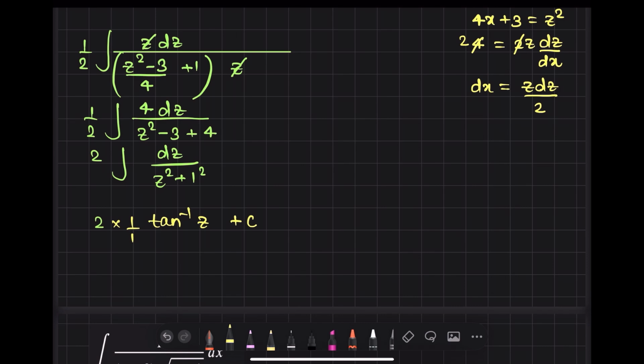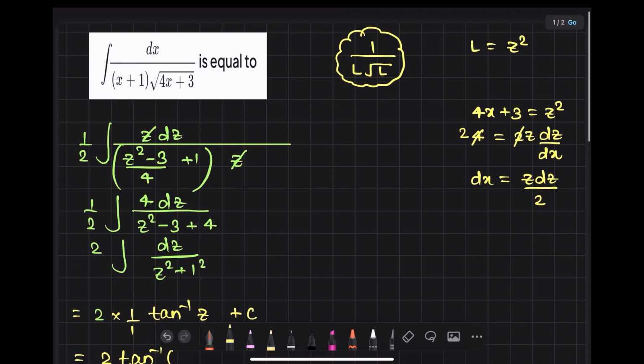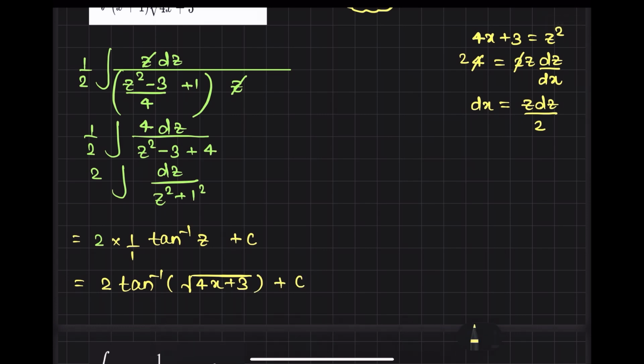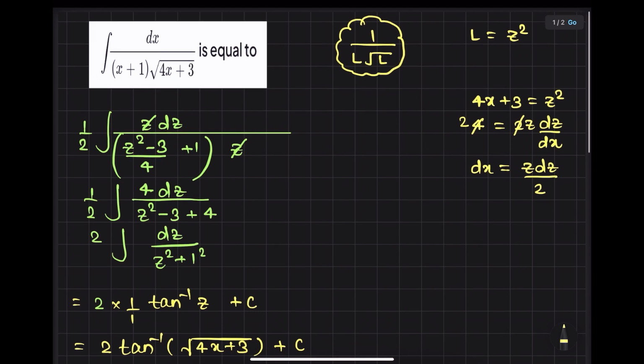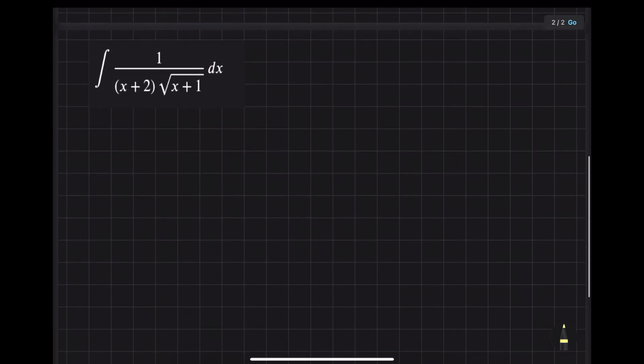Now you have to answer this question in terms of x, not z. So can I write 2 times tan inverse, who is z? Z was root L, right? So who is root L? So root 4x plus 3 with integrating constant c. I hope this question is clear and now you can handle similar situations. For the time being, look at this question.